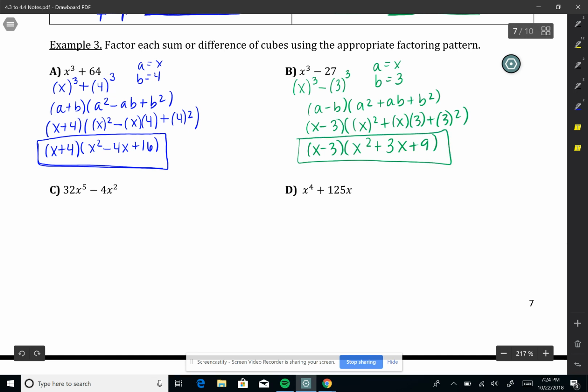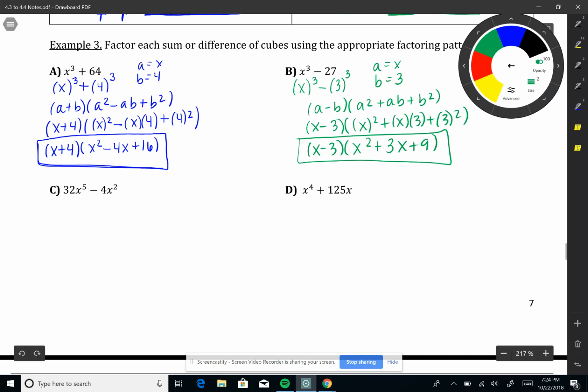Okay, let's look at letter C. 32x to the 5th minus 4x squared. Now, I hope you notice that these are not cubes. But one thing we talked about in our lesson previous to this is factoring out a greatest common monomial first. So when I look at these, I see a 32 and a 4, and I know that 4 goes into 32. I also see x to the 5th and x squared. And I could take x squared out of both of those. So my greatest common monomial would be actually 4x squared.